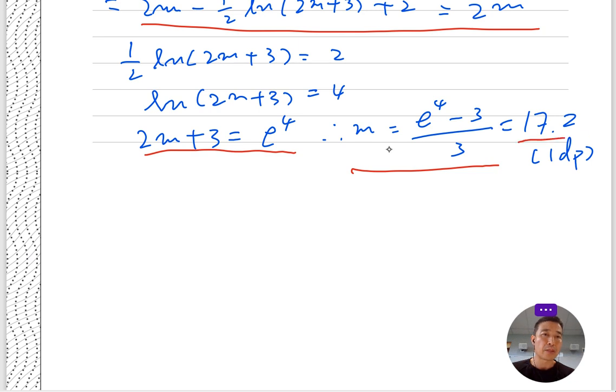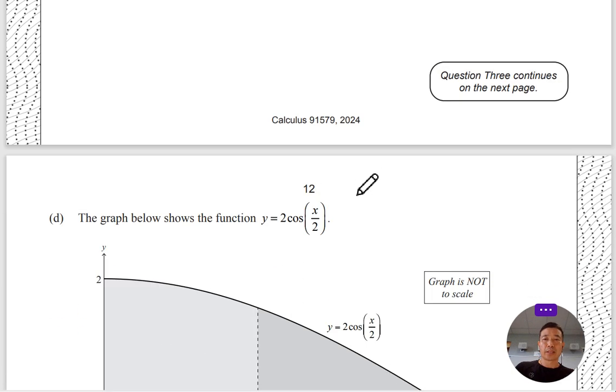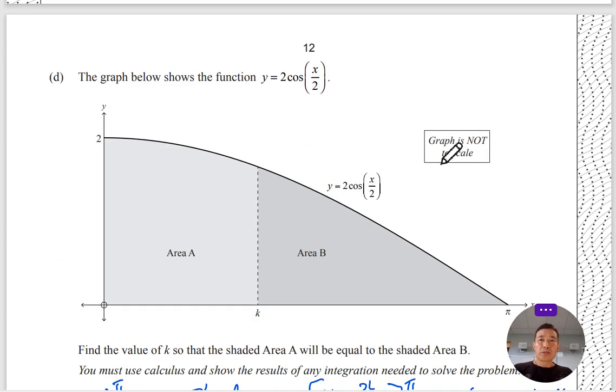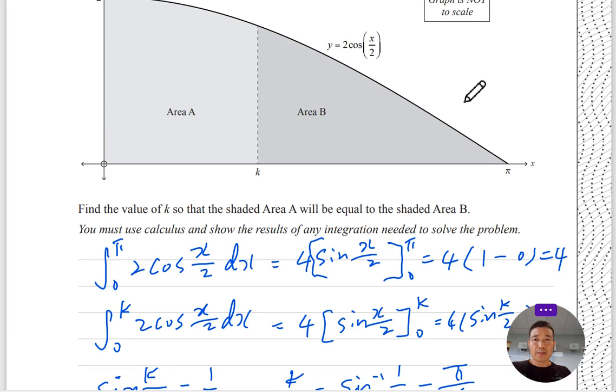If you put them into your calculator, you'll find 17.2, 1 dp. The graph below shows the function y equals 2 cosine x over 2. Find the value of k so that the shaded area A will be equal to the shaded area B.